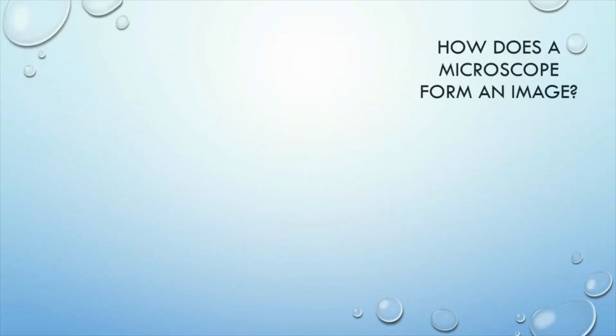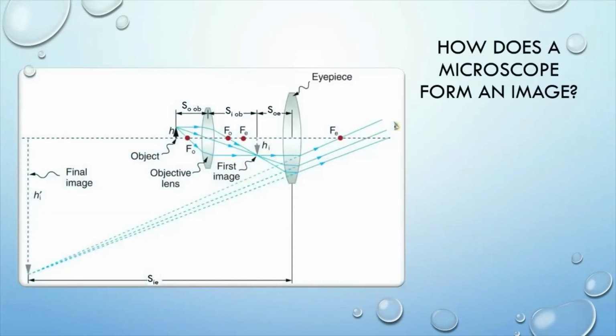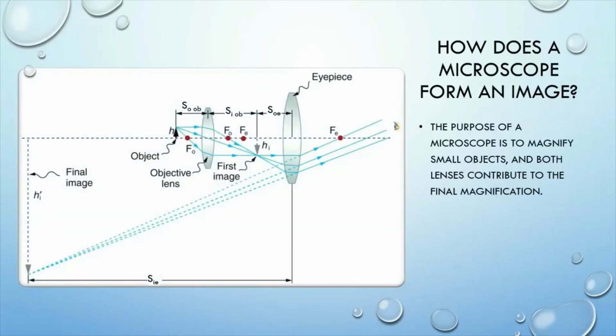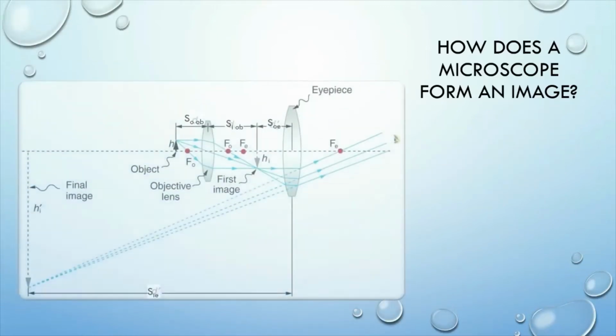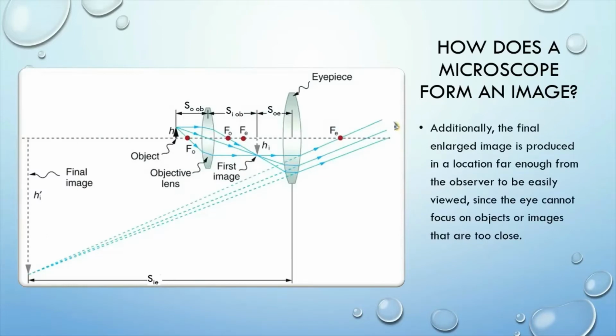Now, how does a microscope form an image? The purpose of a microscope is to magnify small objects, and both lenses contribute to the final magnification. Additionally, the final enlarged image is produced in a location far enough from the observer to be easily viewed, since the eye cannot focus on objects or images that are too close.